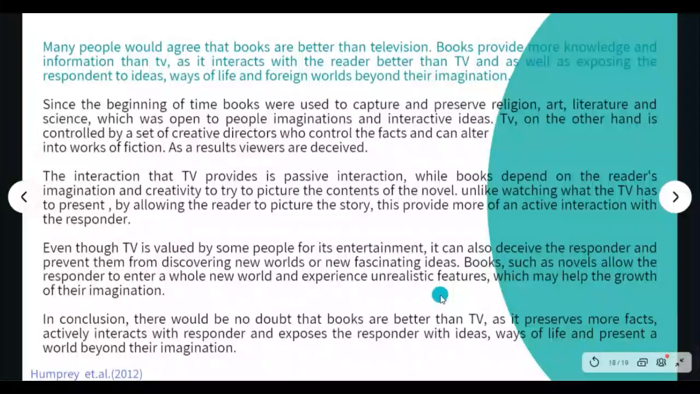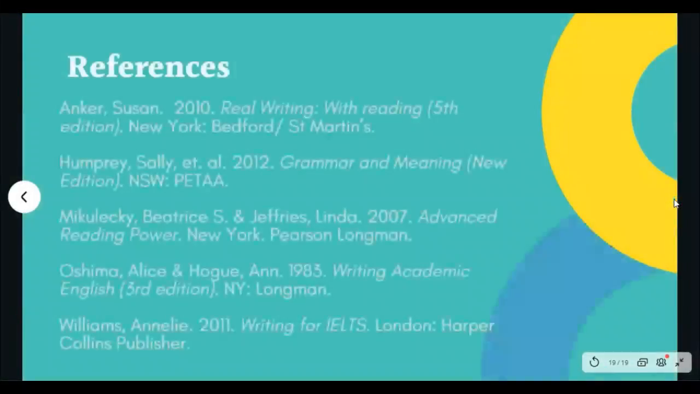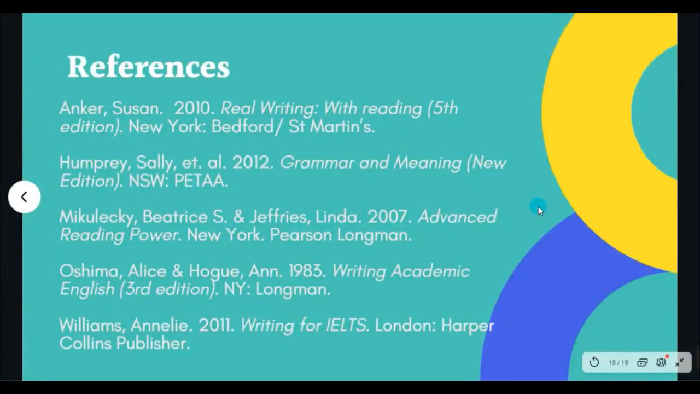And then the last paragraph contains the conclusion. In conclusion, there would be no doubt that books are better than TV. It is again restating the first paragraph, which states the thesis statement or topic sentence of the whole passage here. Okay, those are the examples of various text types as well as various types of paragraph and essay development.